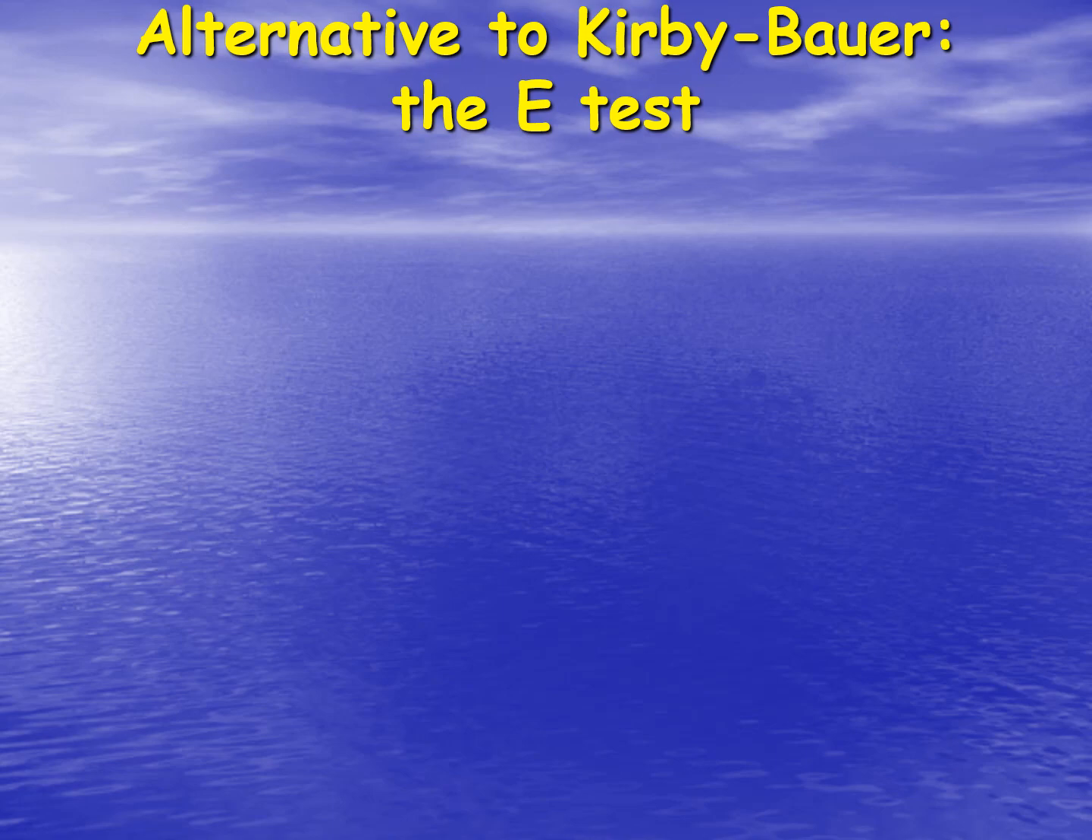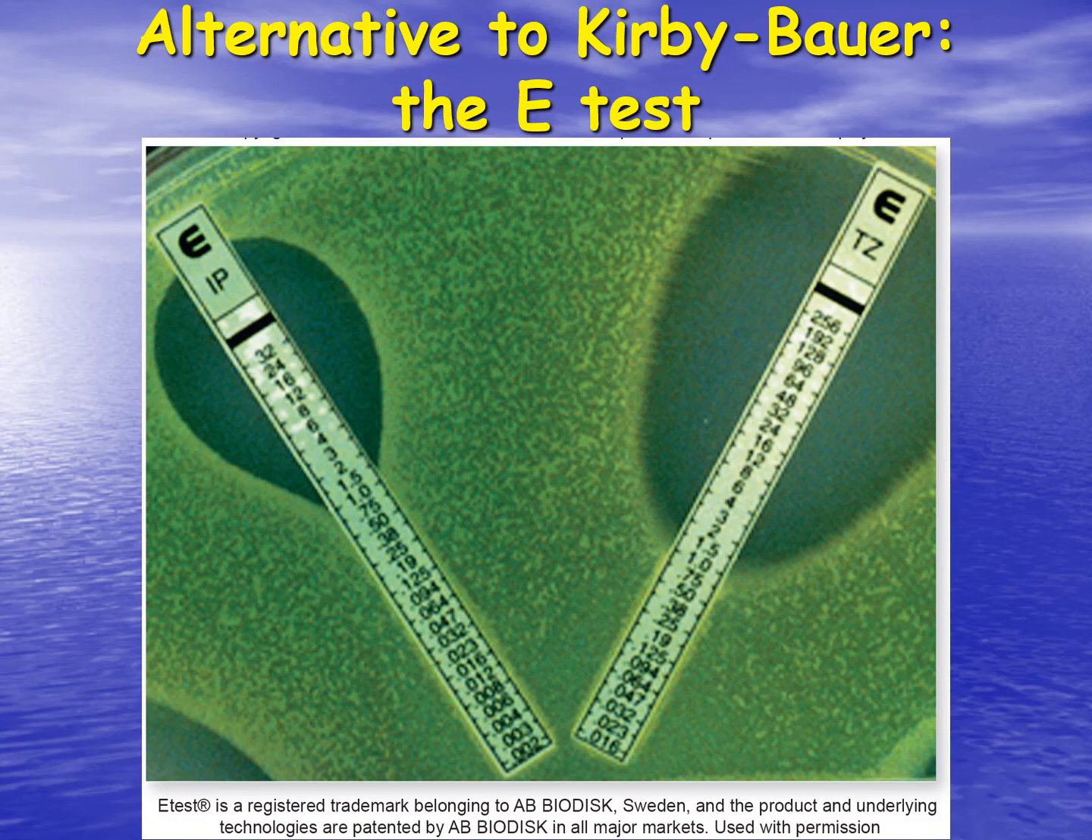An alternative to the Kirby-Bauer plate is called the E-test, or the epsilometer test. This basically does two things. One, we will see a zone of inhibition if we have any inhibition to these drugs. But the other thing is these strips are actually impregnated with increasing amounts of the antibiotic. So down here we have 0.016 micrograms, 0.023, 0.032, etc. So right up here we're at 1 microgram, and up here we're 256 micrograms.